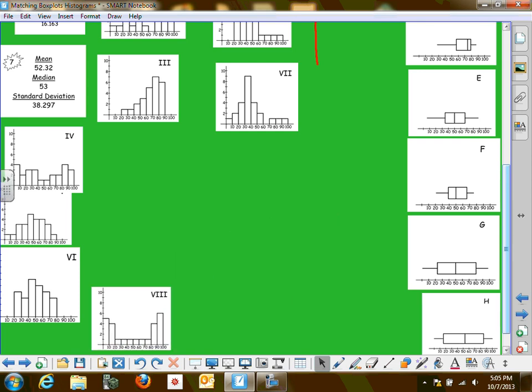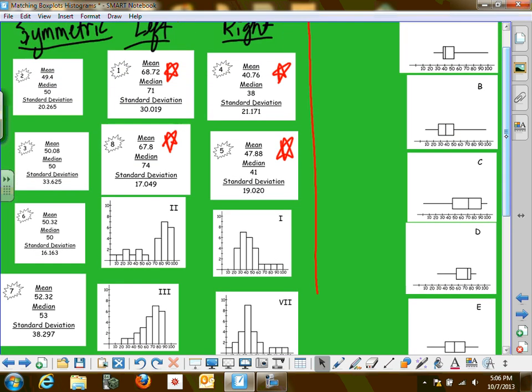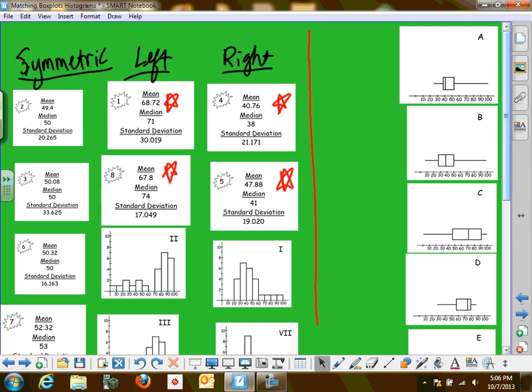So it does kind of appear as though I've got definitely two that are skewed left, two that are skewed right, and then I'm going to have to be addressing these ones that are more middle of the road. Okay, now let's look at these box plots. So we want to address what's going on here.